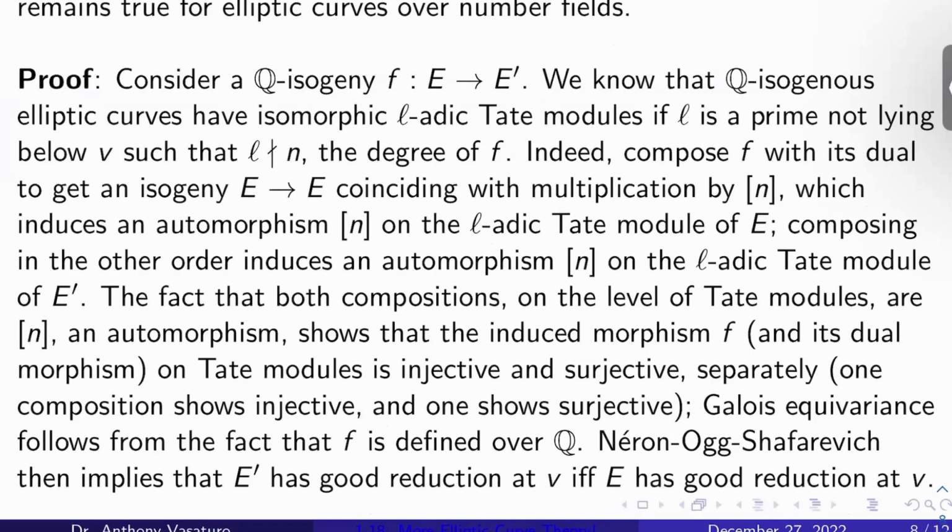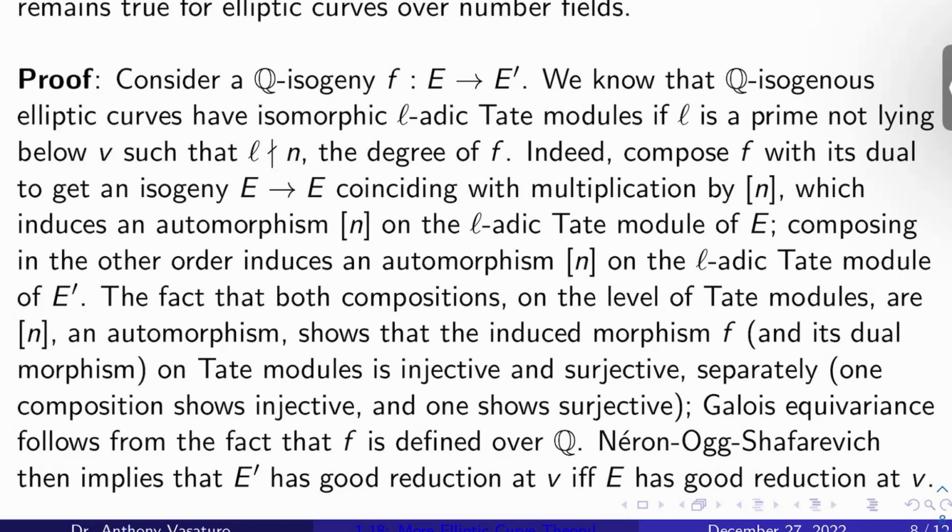Okay, so here's the proof. Consider a Q-isogeny f from E to E'. We know Q-isogenous elliptic curves have isomorphic l-adic Tate modules if l is a prime not lying below V, such that l does not divide n, where n is the degree of the map f.